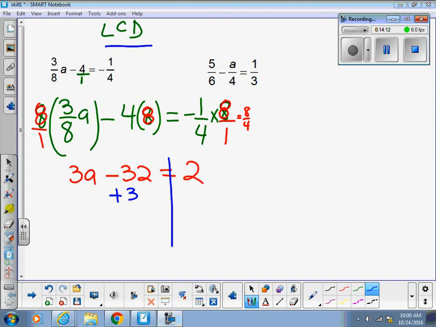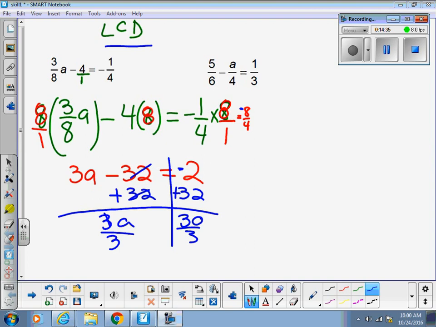Add 32. We get 3x is equal to... Oh wait, this was negative. So that would be a -2. So -2 plus 32, that would give us 30. And here we'll divide by 3, and we get x is 10. Again, be very careful with that sign. I almost made a mistake and forgot that this was negative. Alright, so let's go ahead and try the other one.